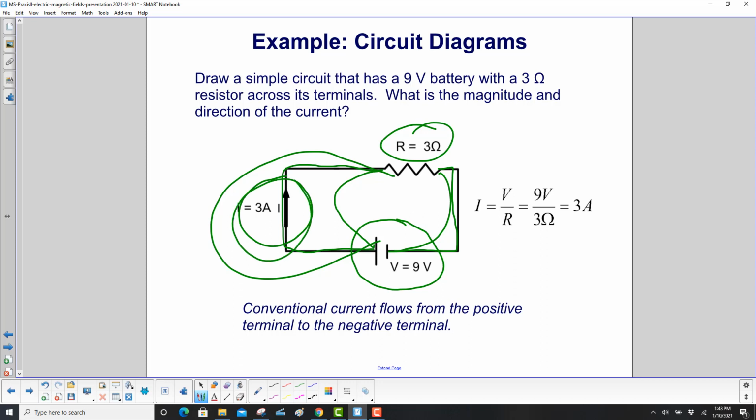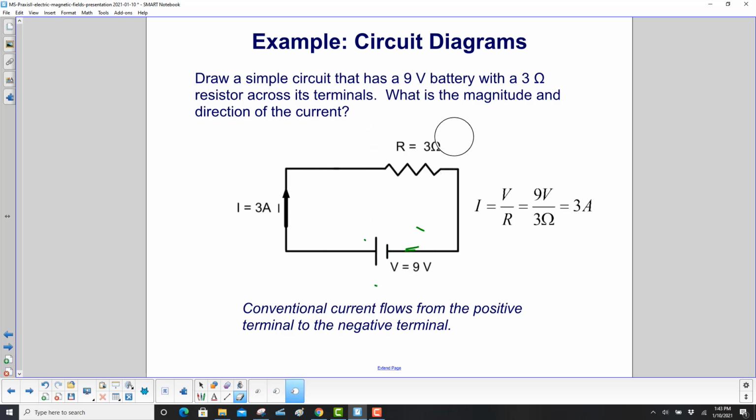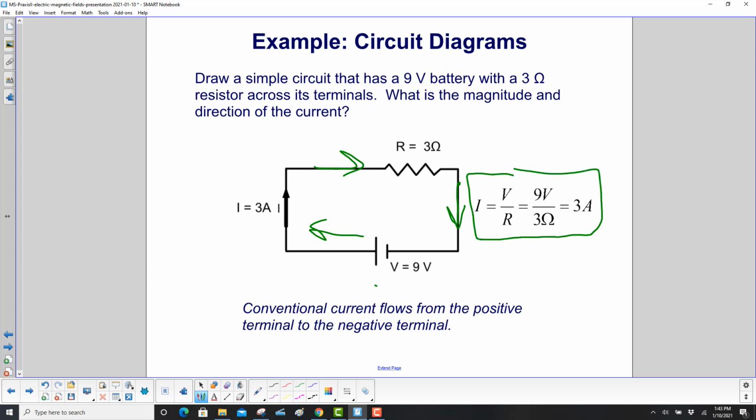Notice we have the current flowing over here. We've drawn the conventional current coming out of the battery from the positive terminal, and we could have drawn it anywhere in the circuit because that's how it flows, but it points away from the positive terminal. We use Ohm's law. Current is voltage over resistance. 9 volts over 3 ohms is 3 amps.